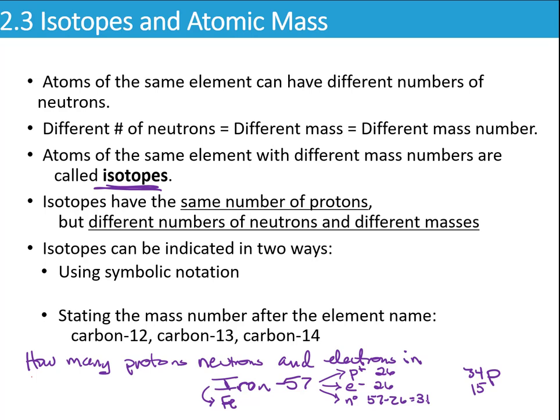Same thing here. This is P with a 34 above and a 15 below. They call that symbolic notation. Notice that the atomic number and atomic mass are flipped. How many protons? 15, that's the atomic number. That means how many electrons? 15, because remember that those are the same. The atomic number, the smaller number, is always the number of protons and electrons. Now, how do I figure out the larger? I have to subtract. So that would be 19.